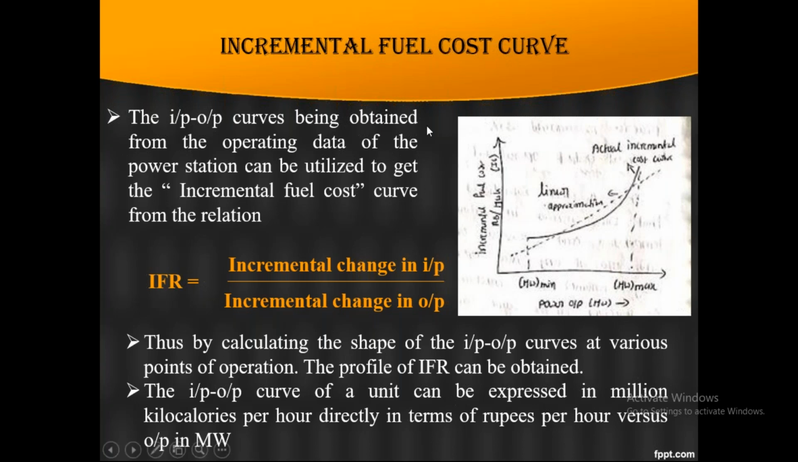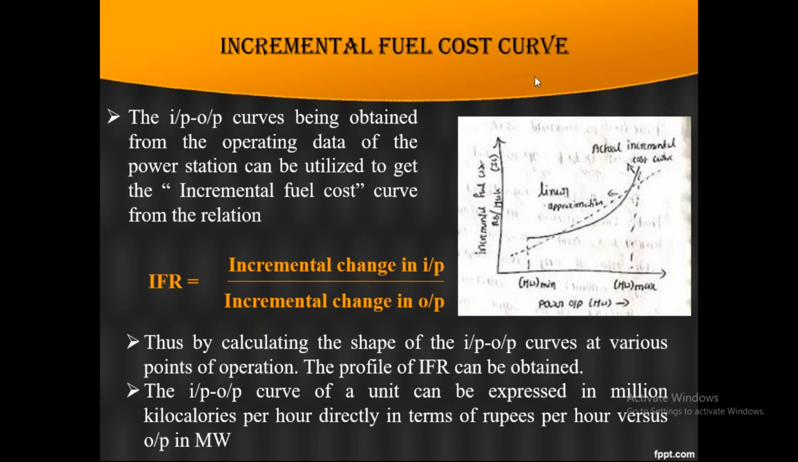For that calculation, we need the incremental fuel cost curve. This cost curve is obtained by this formula: incremental change in input over incremental change in output. It means we have to find this value at each interval. The previous value and this value give the incremental change in input as well as the incremental change in output. By calculating the shape of input output curves at various points of operation, the profile of IFR, that is the incremental fuel rate, can be obtained.